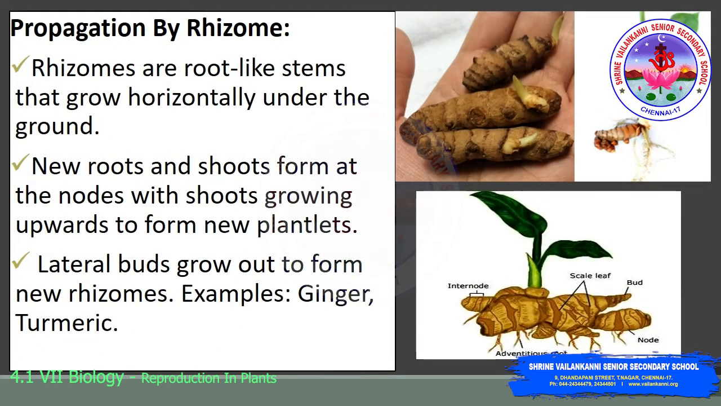Next is the propagation by rhizome. Rhizomes are root-like stems that grow horizontally under the ground. New roots and shoots form at the nodes with shoots growing upward to form a new plantlet. The lateral buds grow out to form new rhizomes. Examples of plants which propagate by rhizome are ginger and turmeric.